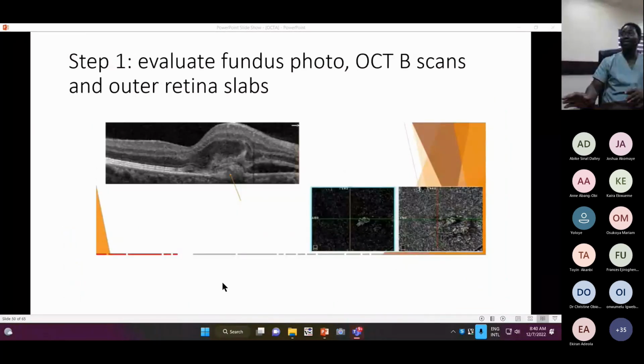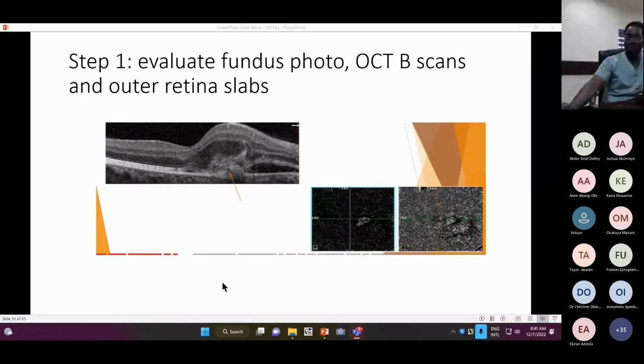Second, we need to evaluate the fundus picture, the OCT B scans, and outer retina slabs. Very important. It is good that one really has a look at the fundus picture. That's why in the disclaimer I say we don't treat scans, we treat patients. First of all, take a history. If the patient is myopic, then you are thinking more of a myopic choroidal neovascular membrane. So these things are good to look at.